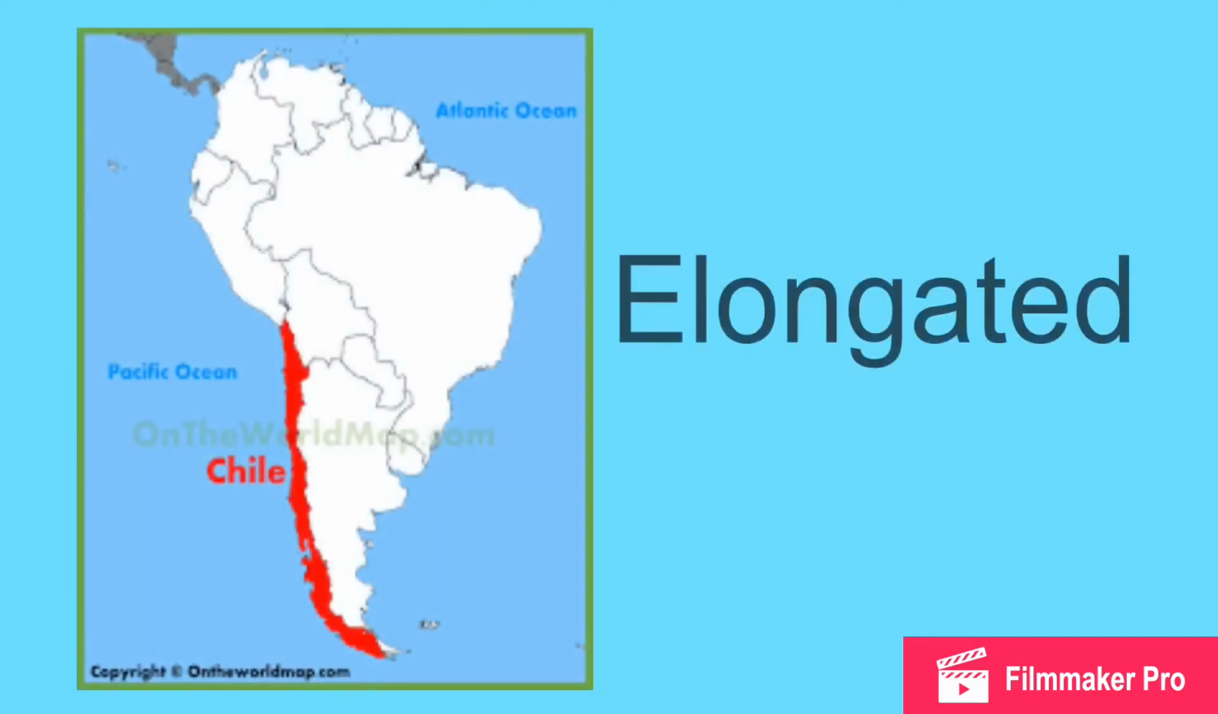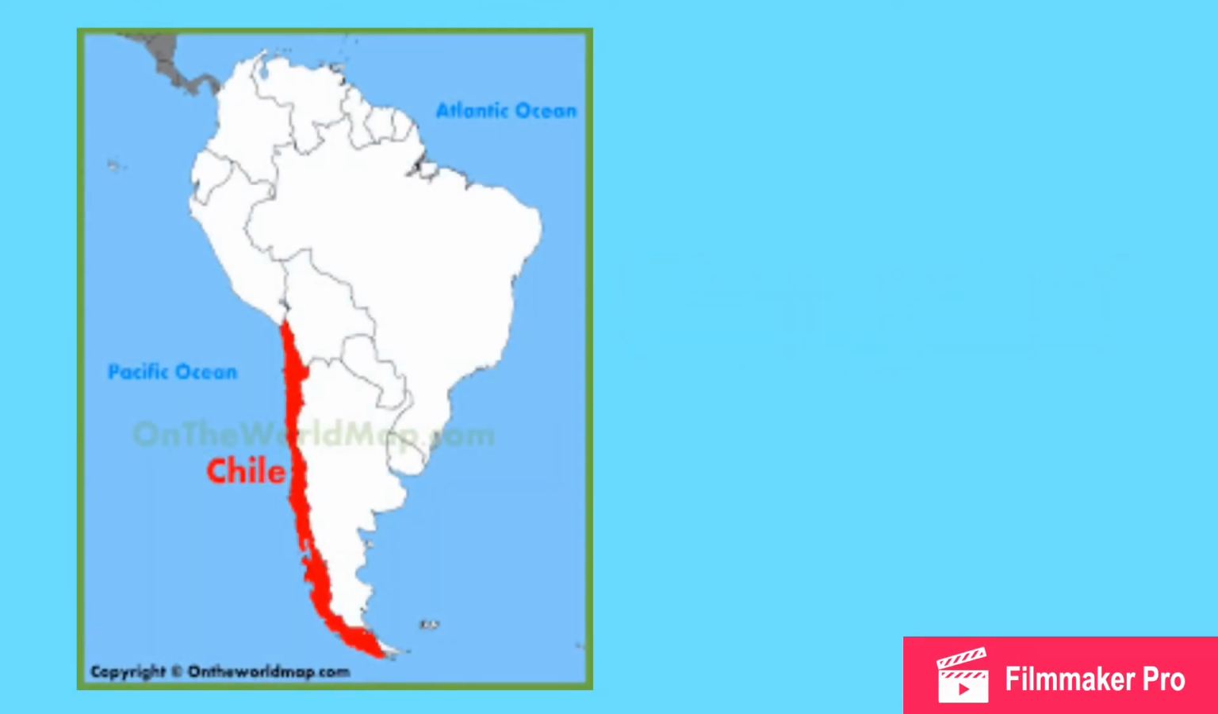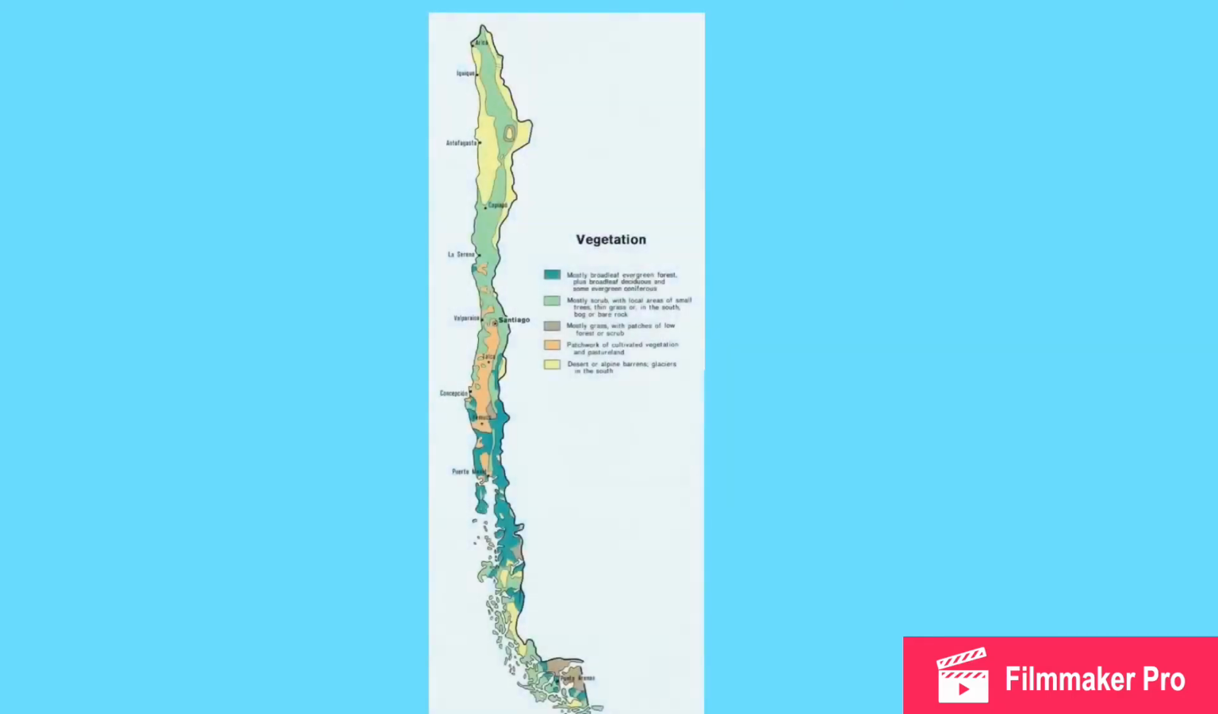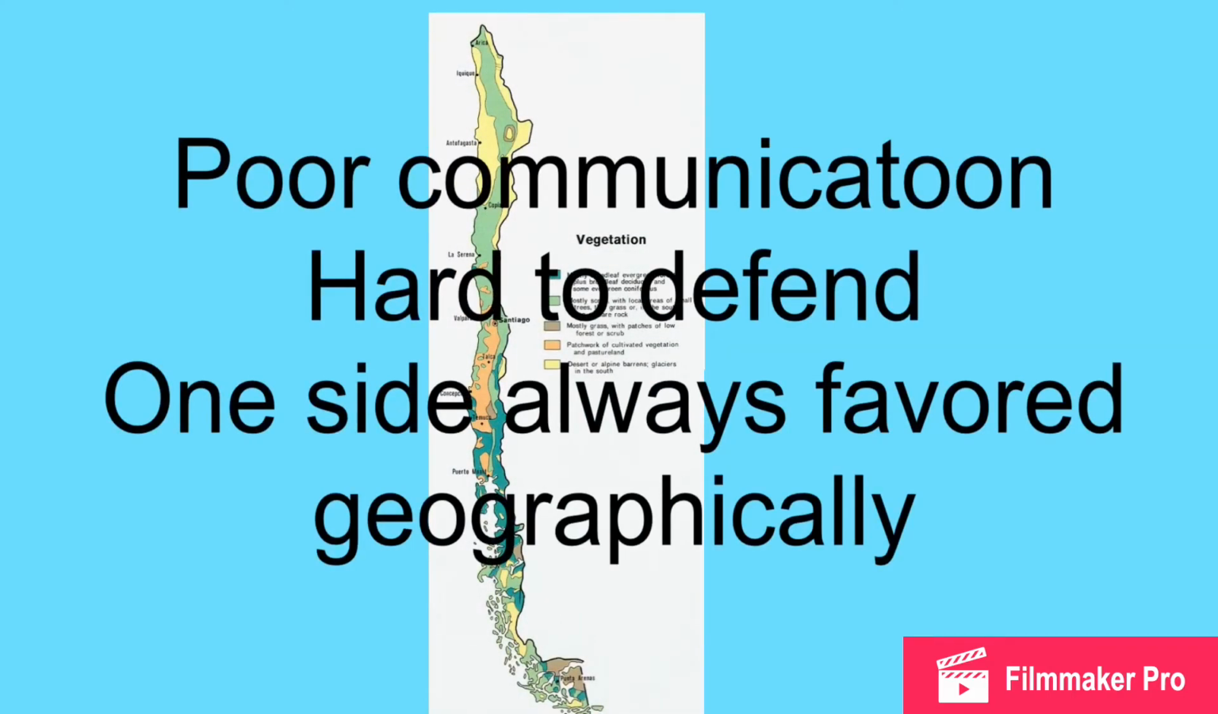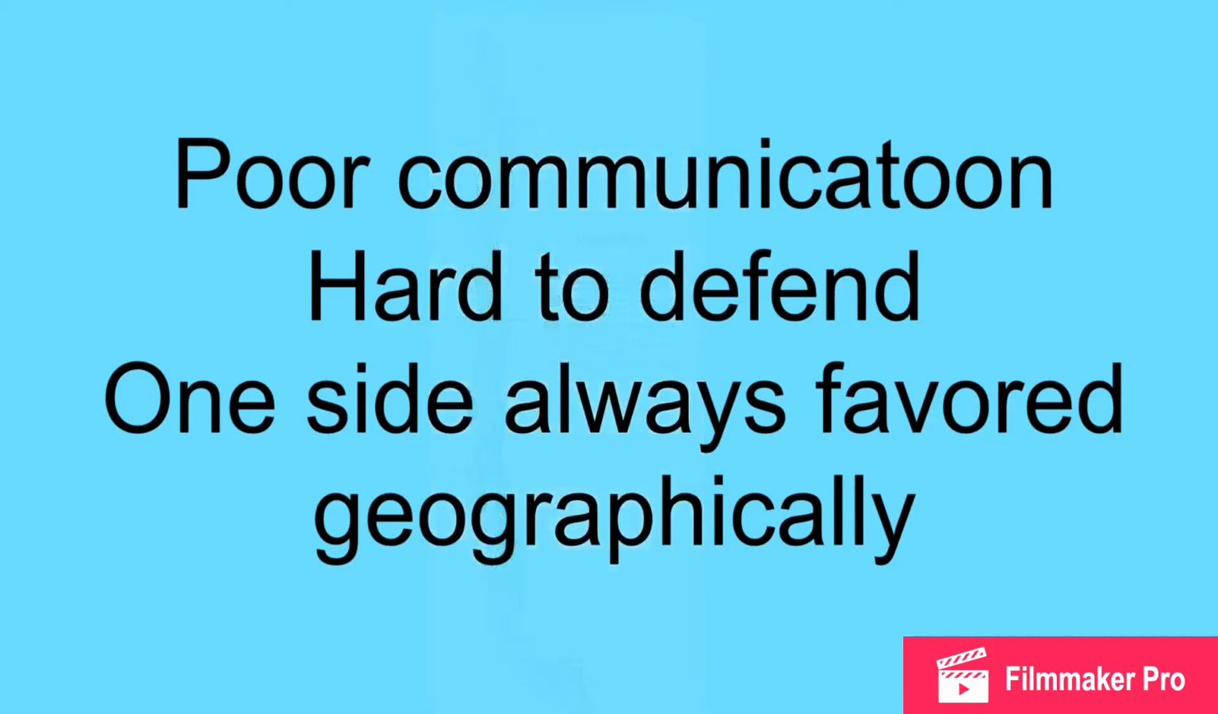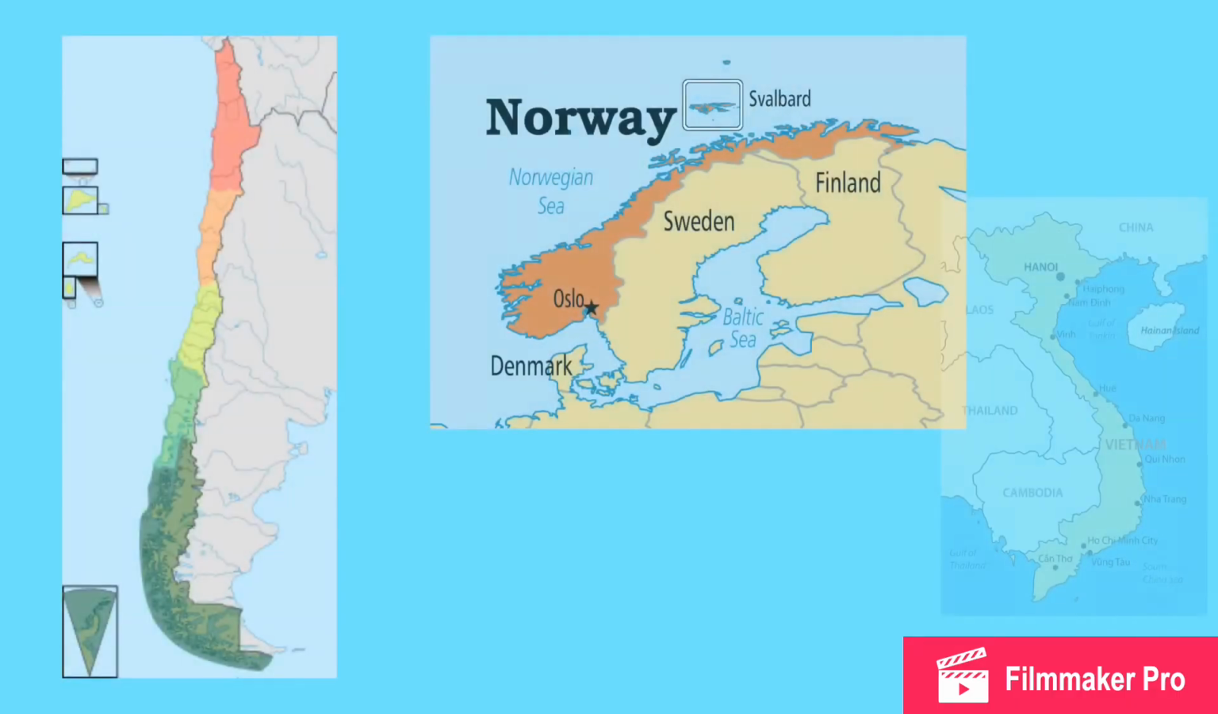The next state shape is elongated. No matter where you put the government, it cannot favor both sides of the state. This results in poor communication and is very hard to defend. One side is always favored more geographically. Some examples are Chile, Norway, and Vietnam.